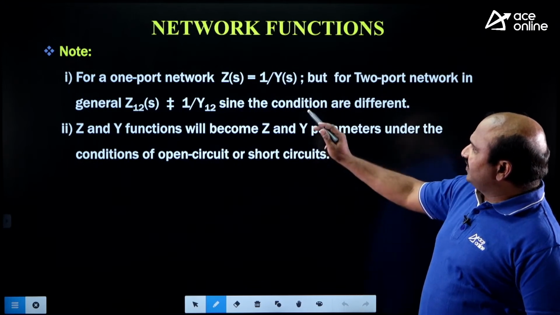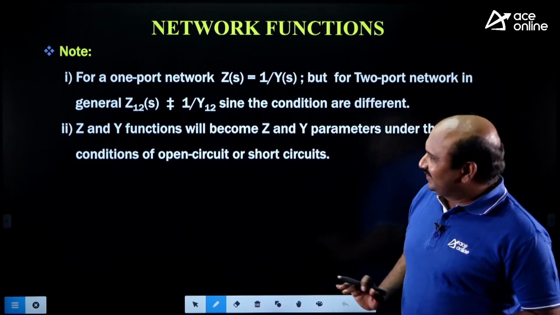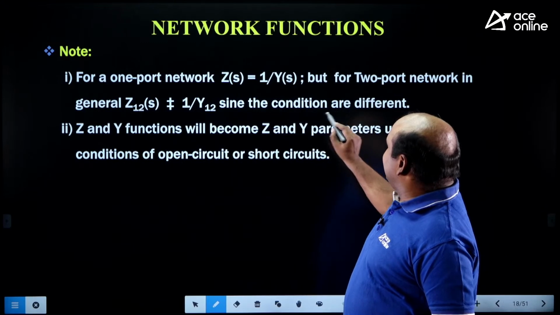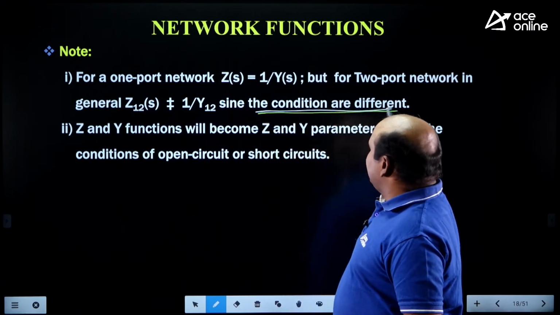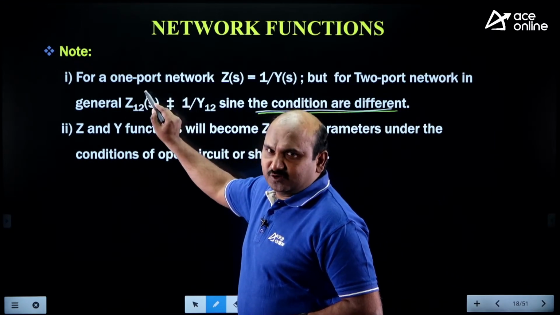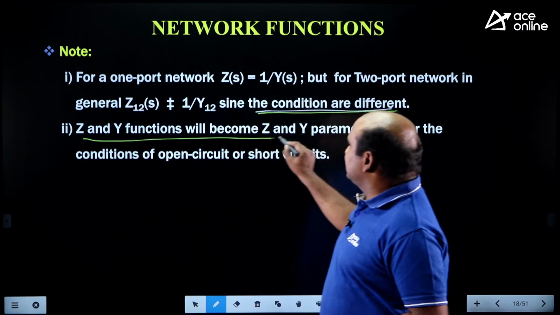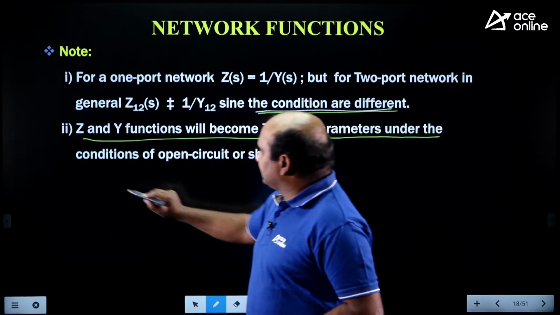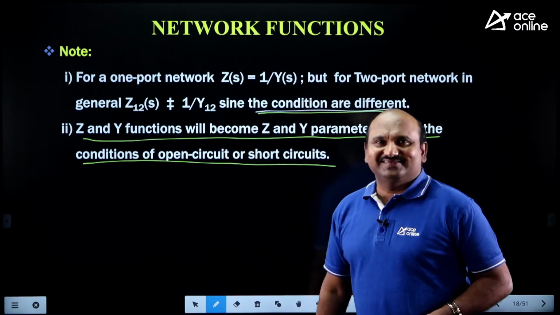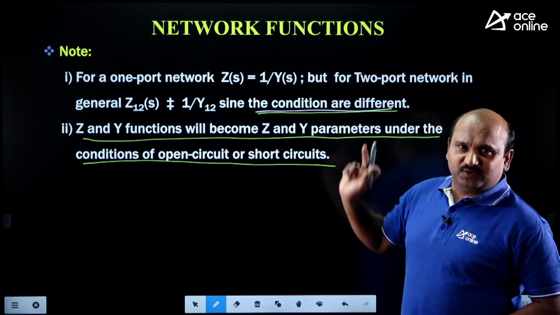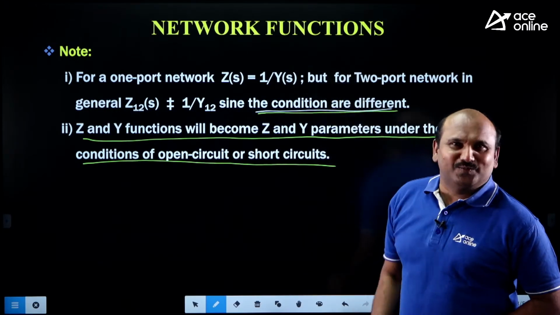For the one-port network, Z of s is equal to 1 by Y of s, but for two-port network, Z12 is not equal to 1 by Y12. Why? Because Z and Y parameters, since the conditions are different. Why conditions are different? Are you getting, guys? Z parameters are open circuit parameters. Y parameters are what parameters? Short circuit parameters. That's why conditions are different. The functions will become Z and Y parameters under the conditions of open circuit or short circuit. That's why under two port these two are not equal, right? Now while coming to this one port, it is possible, right? One port it is possible, because we are not considering any conditions under one port network.